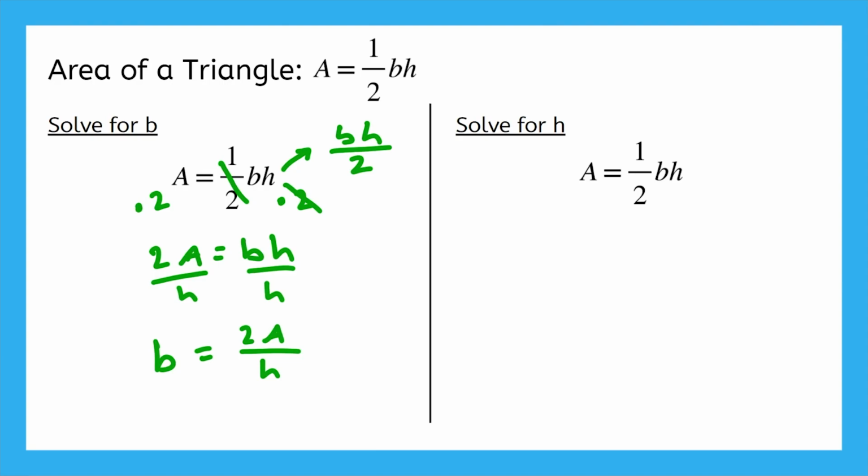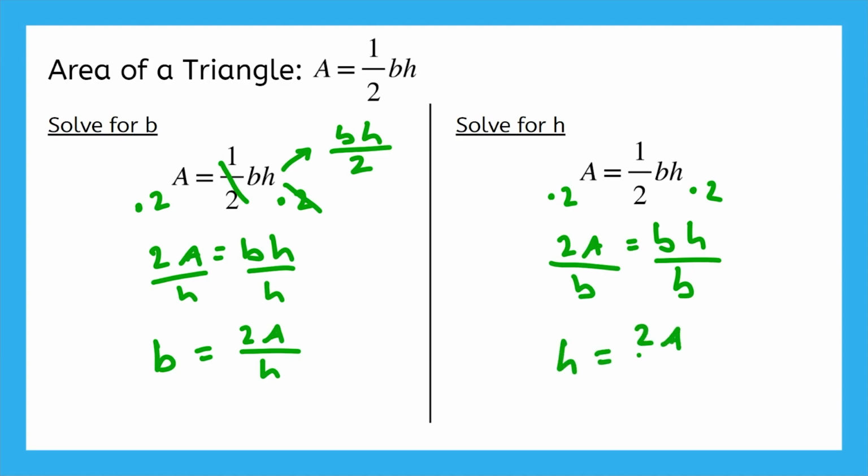of the base. Now, if we want to solve for H, the process is nearly the same. First, we just multiply by 2 to cancel out the 1/2, and then we divide the B off the H. So the height of the triangle is equal to twice the area divided by the base.